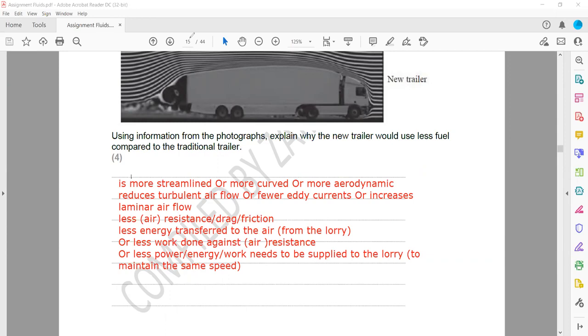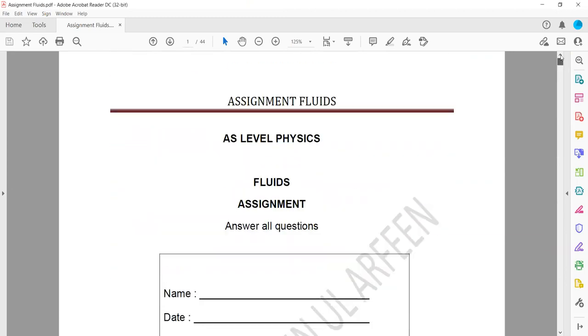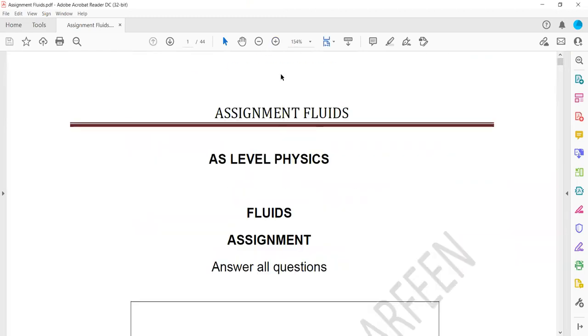So these are some questions related to the topic of fluids. Any question or doubt related to the class today?